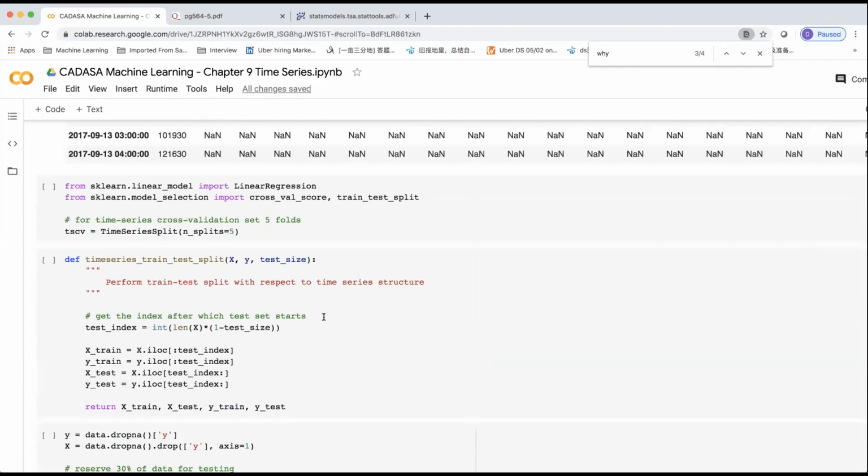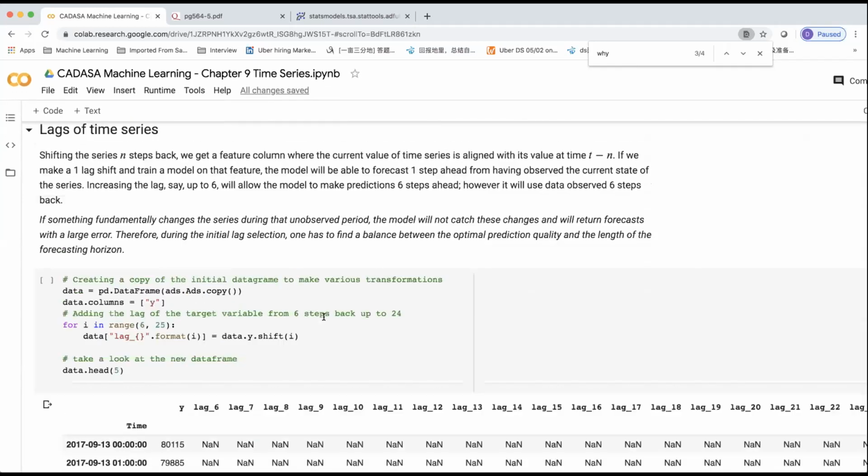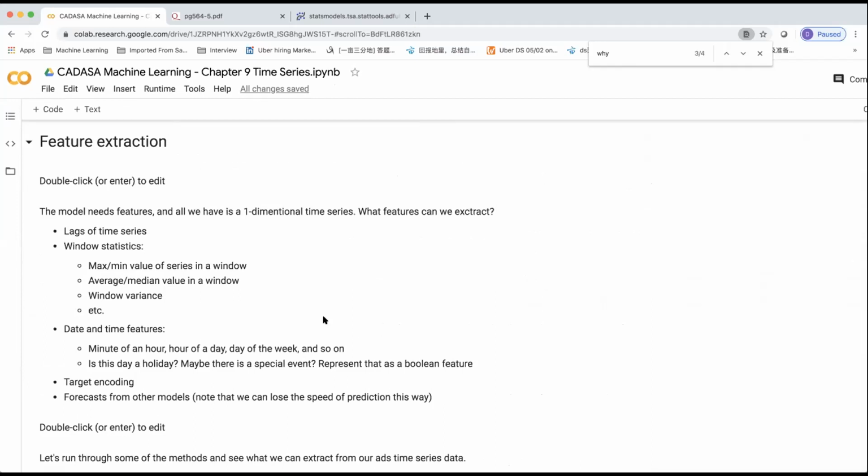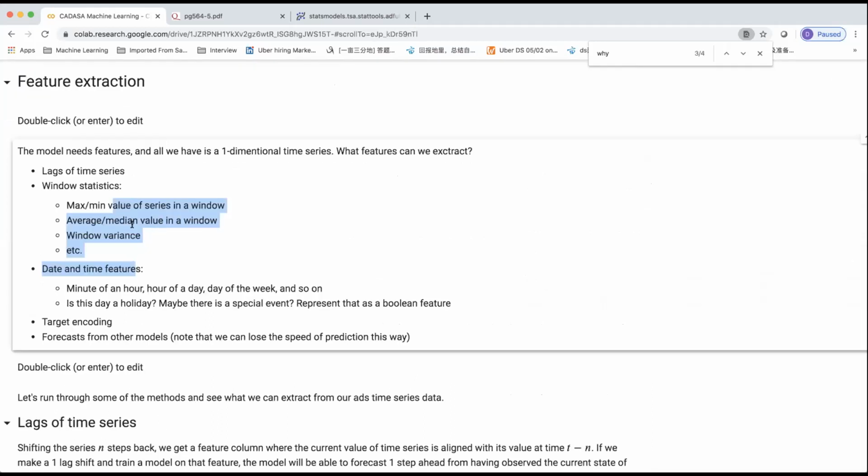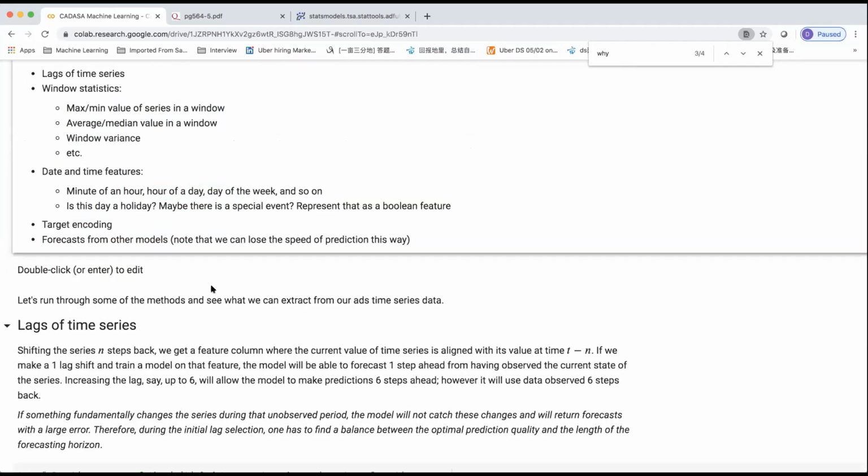So next part would be the feature selection or feature extraction here. Since we only have one data set, that is one column, which is the number of advertisements watched here, we have to think about what other features we can generate from that. For example, the window statistics, the max or mean value of series in a window, variance, and daytime features, number, minute of hour, hour of the day, day of the week, so on and so forth. So what we do here is we try to extract all these parameters and make a regression. Then we try to see which one is more important, and we eliminate the non-important ones.